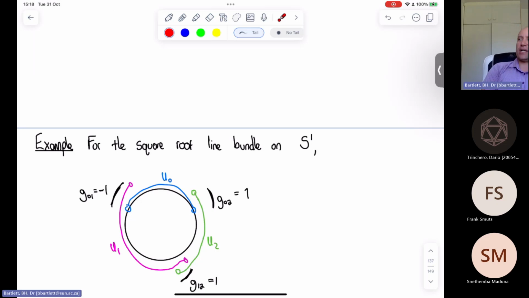Okay, so remember, to extract out this Čech cocycle, you have to first get the transition functions for your line bundle. So here are my transition functions. Remember, they're defined on triple intersections. So here's the intersection of U0 with U2, and we agreed that it's 1 there, it's 1 here, but it's going to be -1 over here, if you remember how this thing works.